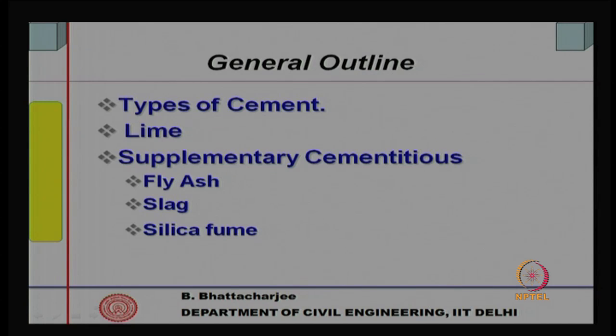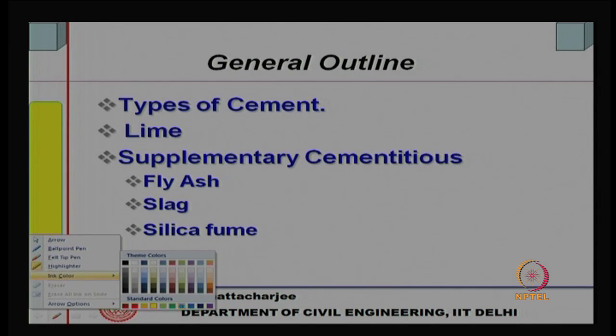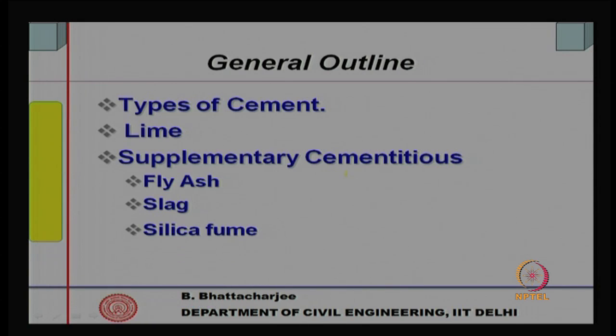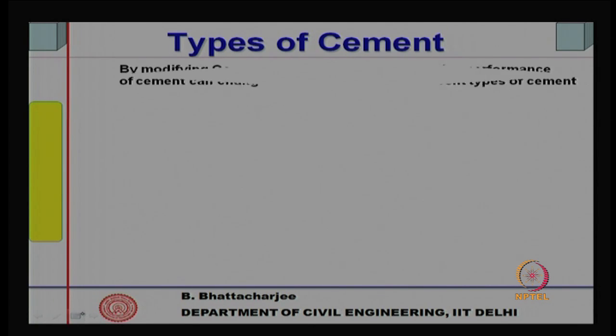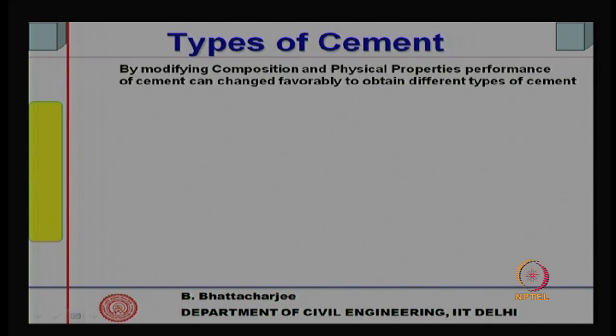So, the general outline of our discussion would remain: types of cement, followed by lime, followed by supplementary cementitious material, such as fly ash, slag, silica fume, etc. So, therefore, we can look first into the pure cements and the modified cements.